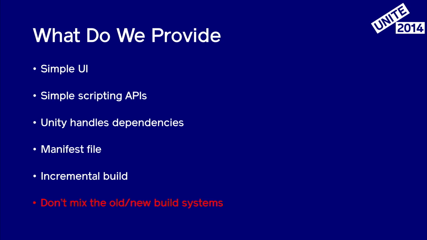And we also want to support incremental build, which means we only want to build the AssetBundles which actually change. If there is no change for the AssetBundle, we just want to skip it. And the last thing is, please don't mix the old and the new build system. Actually, both systems will coexist for a while, but I also don't know how long that could be. But just don't mix them.